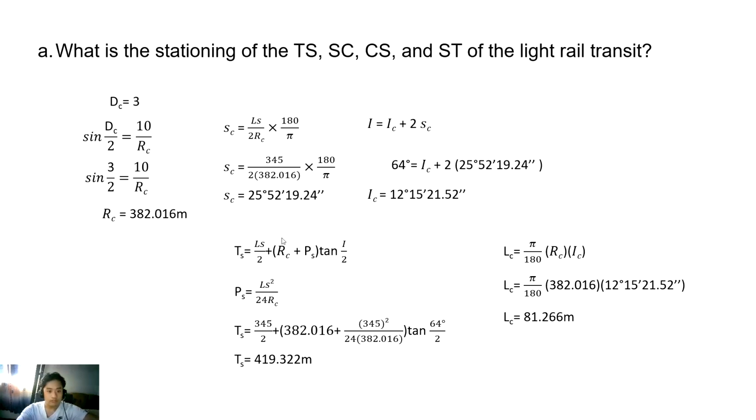Since we now have Ic, the next thing we will get is the TS. What is TS? TS is the tangent distance. To get the tangent distance, we're going to use the formula Ls over 2 plus Rc plus Ts times tangent I over 2. There is a new Ts again, so we need to get Ts first.